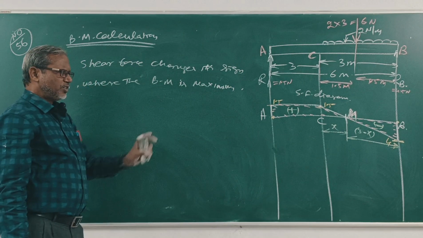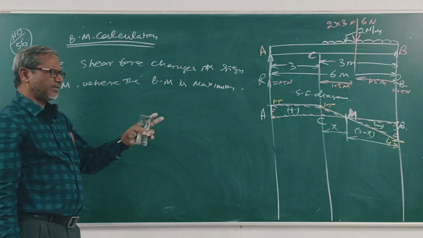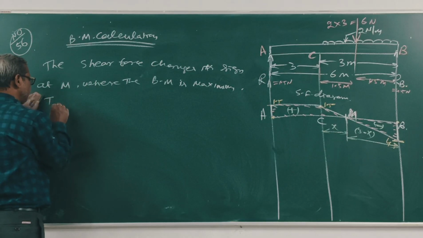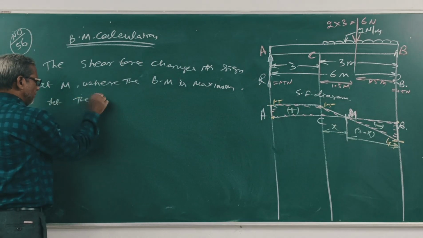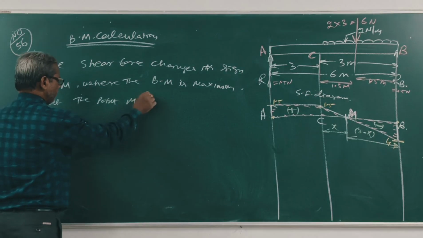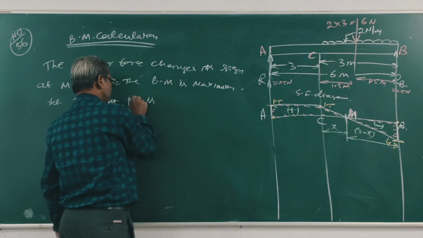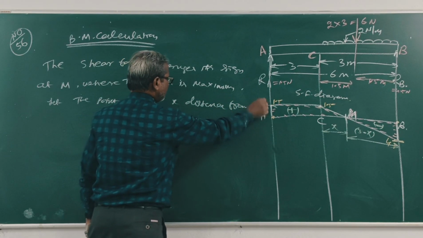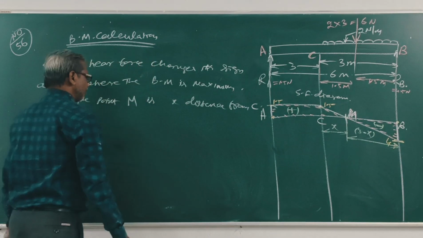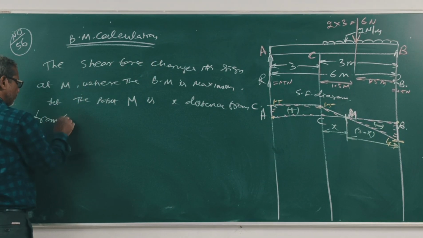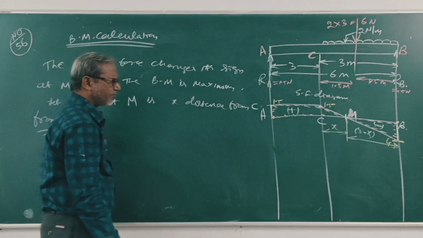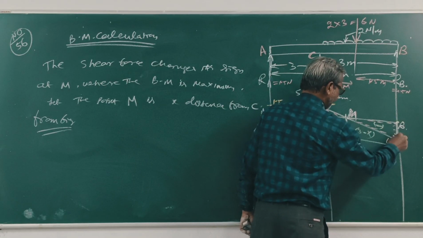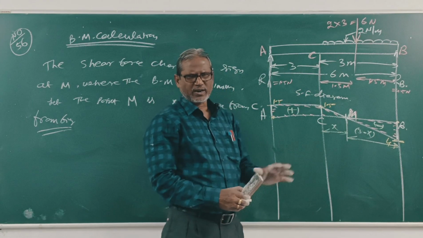Now, find the point C. Let the point M be x distance from C, and 3 minus x distance from B. From the figure, this is a right angle triangle, this is a right angle triangle. Clear? So compare these two triangles.